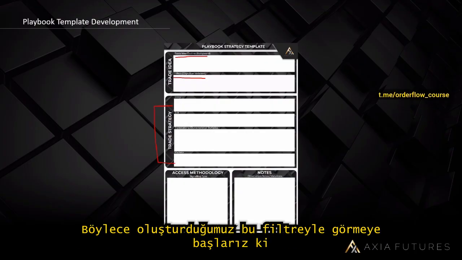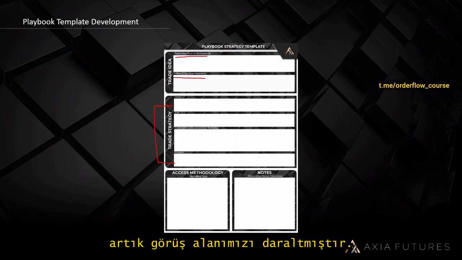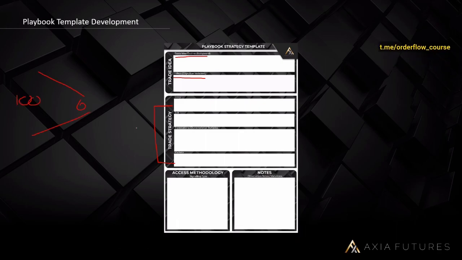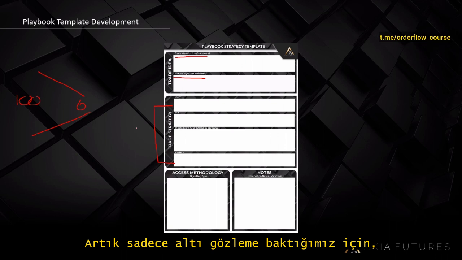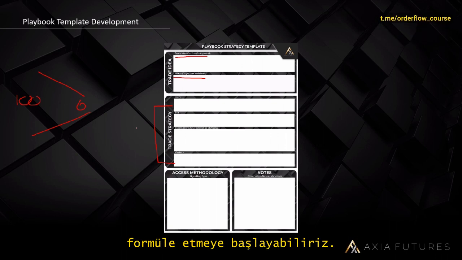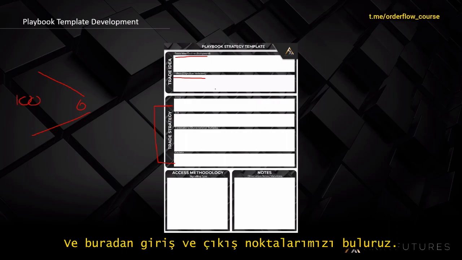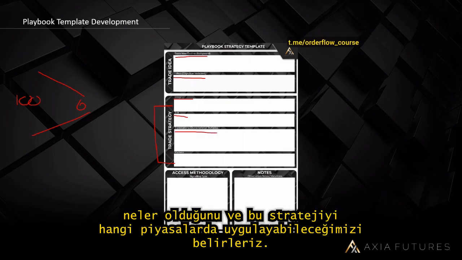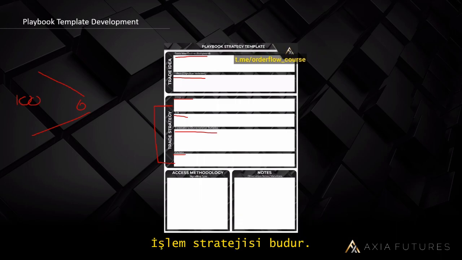So we can start to see, with this filter we've created that now minimizes our line of vision, in other words, allows us to see less observations, from 100 to 6. So now, because we're only looking at 6 observations, we can start to formulate a trade strategy within those 6 observations. And from that, we find our entry and exit points, what our expectations, characteristics, and statistics are of this trade strategy, and what markets we can trade this trade strategy in.